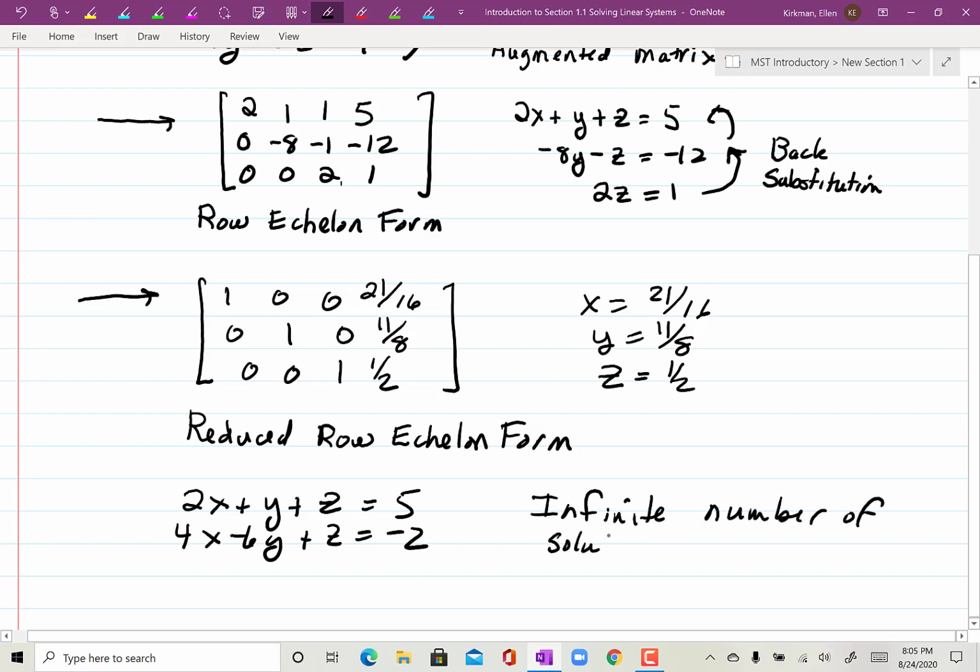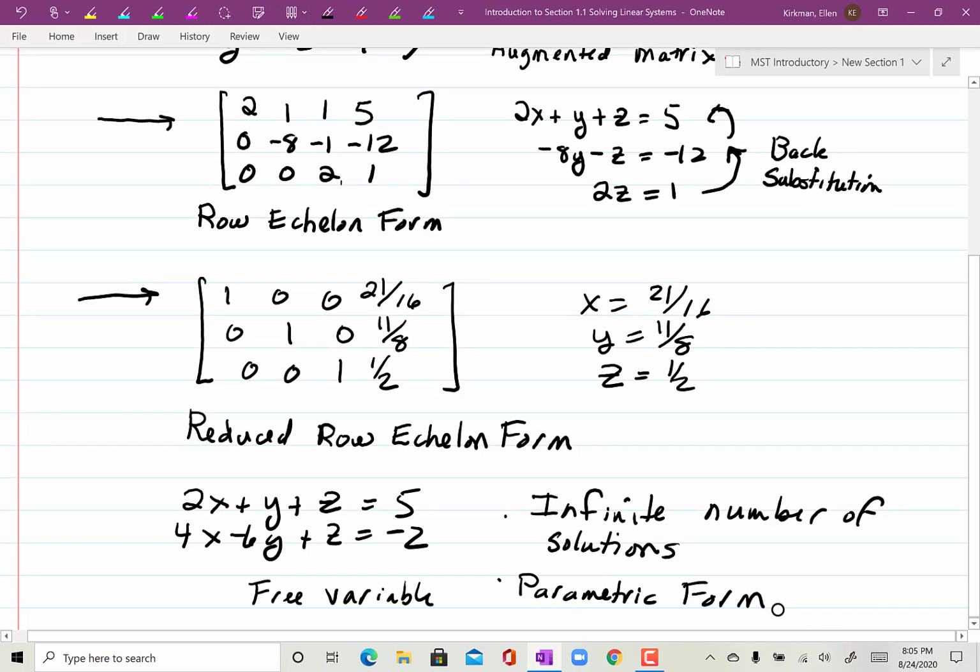And so what we're going to want to do is to express this in a nice parametric form. In this case, there'll be one variable that we'll call the free variable, and we'll solve in terms of the free variable. So there'll be an infinite number of solutions. So that is what we will be doing, and we'll talk about it more in class. Thank you.